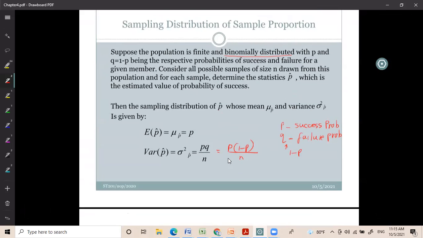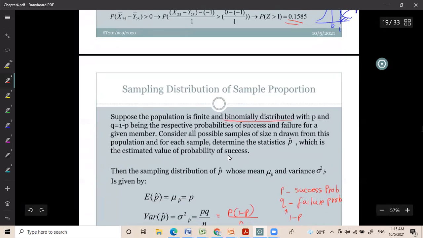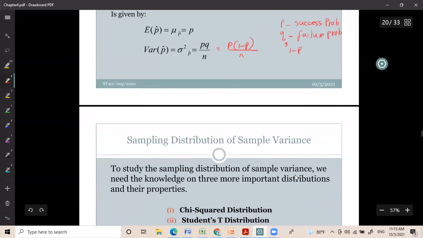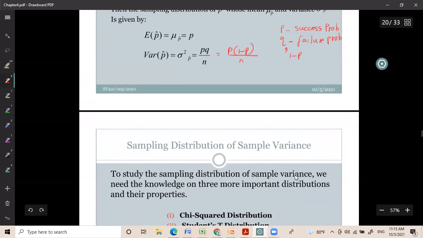So we are not going to derive anything or do any examples with that, just these are for your knowledge. You will use them in categorical data analysis in a later course. Okay. And the next thing we have to discuss is about the sampling distribution of sample variance.